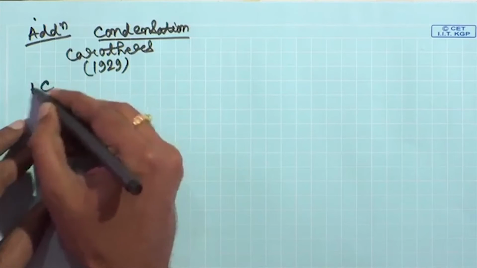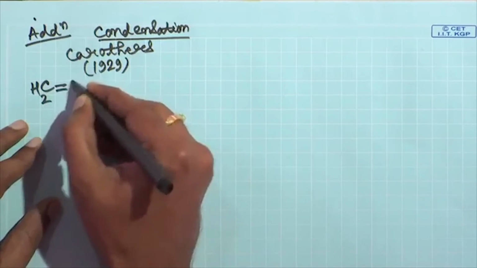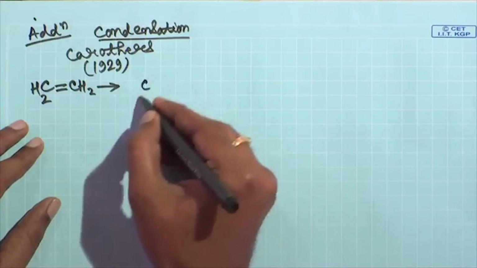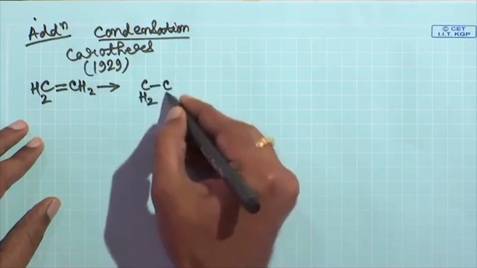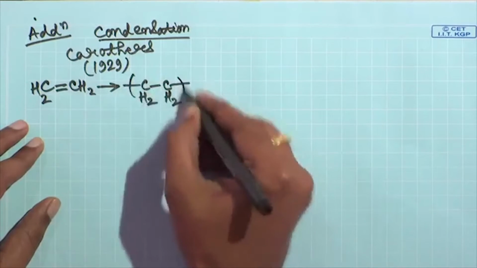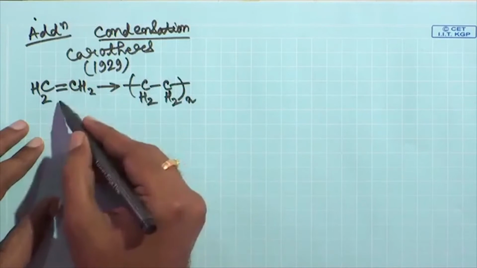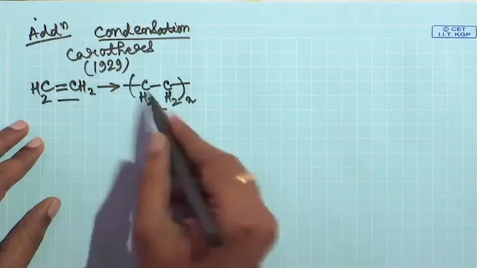Say you take an example, you take ethylene and you polymerize. So, this is the monomer, and then in the polymer you have CH2 whole n. So, the repeat unit has not lost any of the atoms from the starting monomer. So, this is your addition polymer.